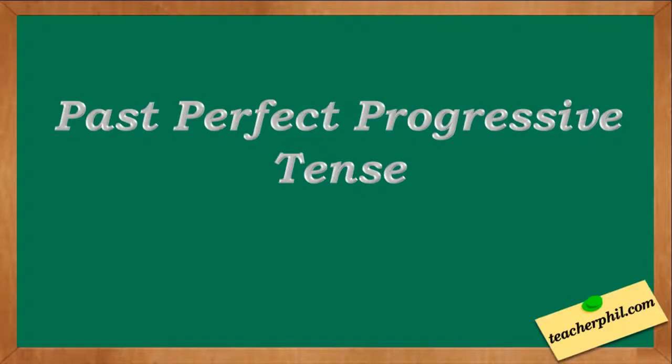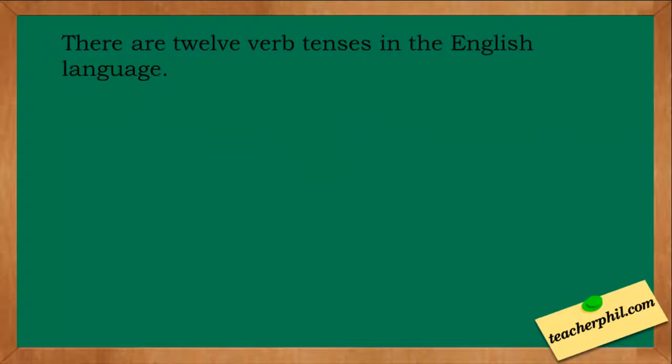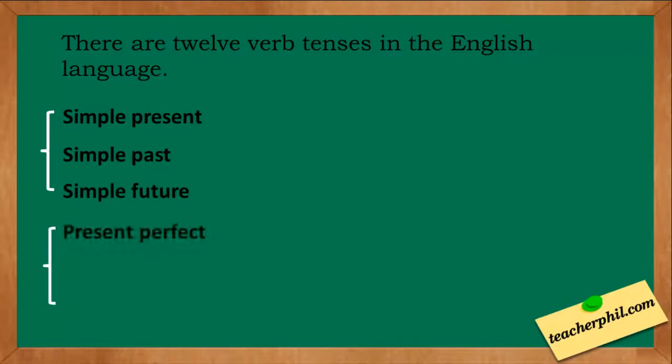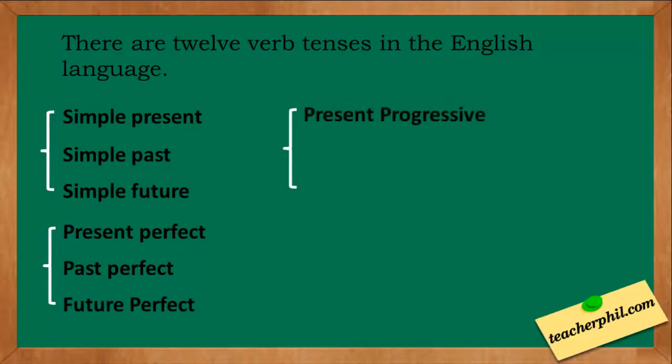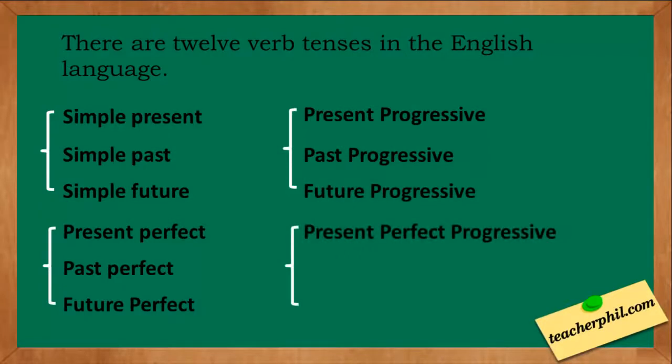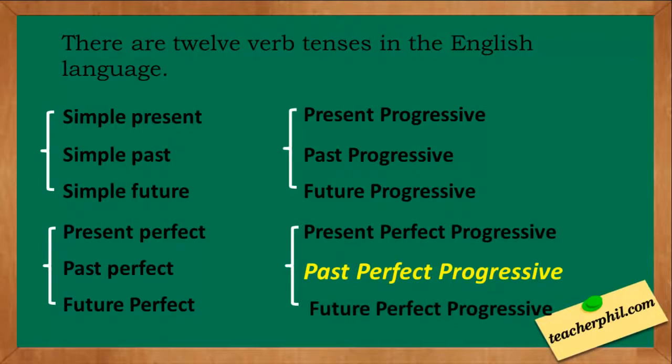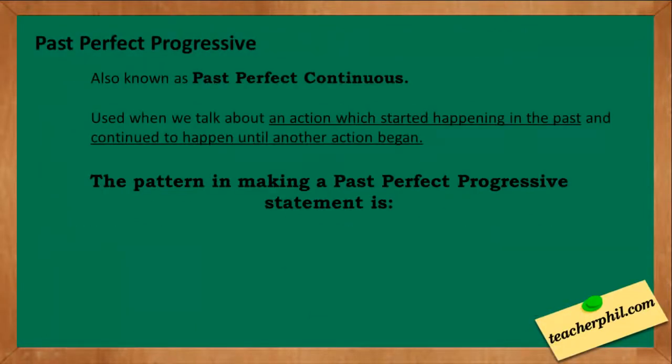Past perfect progressive tense. There are 12 verb tenses in the English language. These are the simple present, simple past, simple future, present perfect, past perfect, future perfect, present progressive, past progressive, future progressive, present perfect progressive, past perfect progressive, and future perfect progressive. This lesson will talk about past perfect progressive. Past perfect progressive is also known as past perfect continuous.